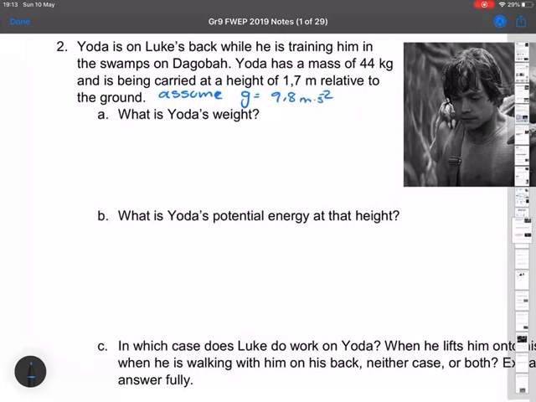Alright, so weight Fg equals mg, mass is 44, gravity is 9.8, which gives us a weight of 431.2 newtons.